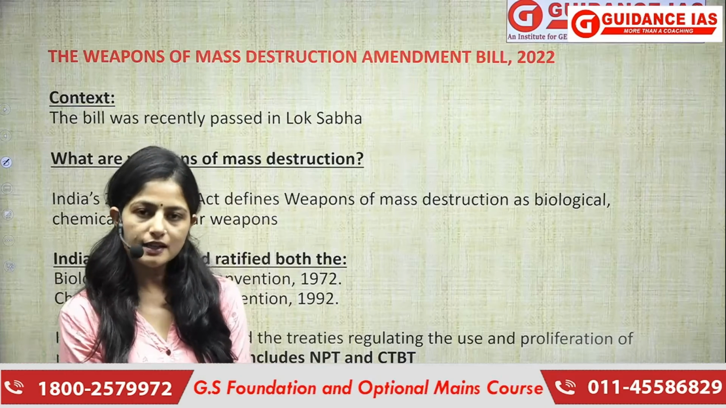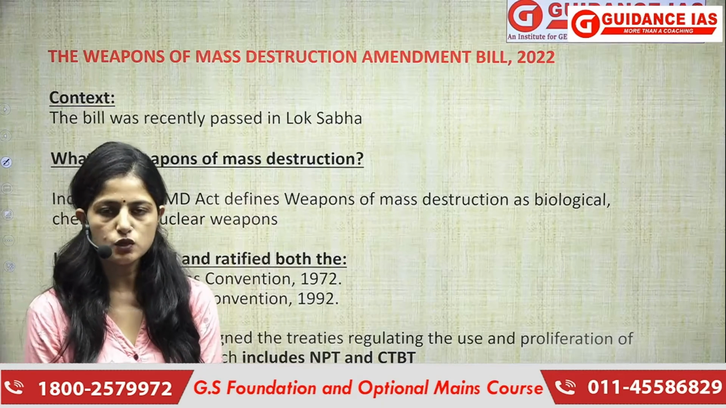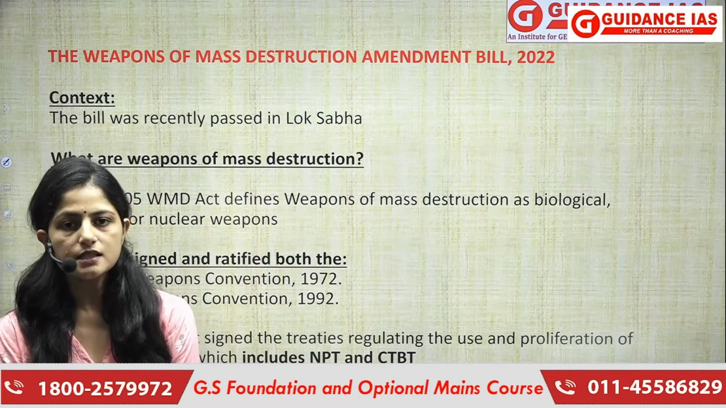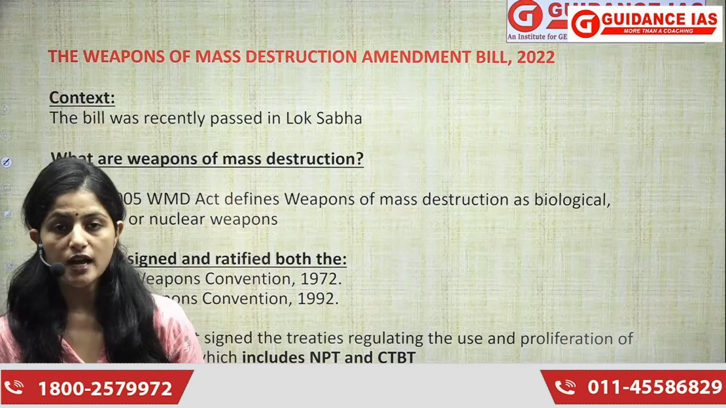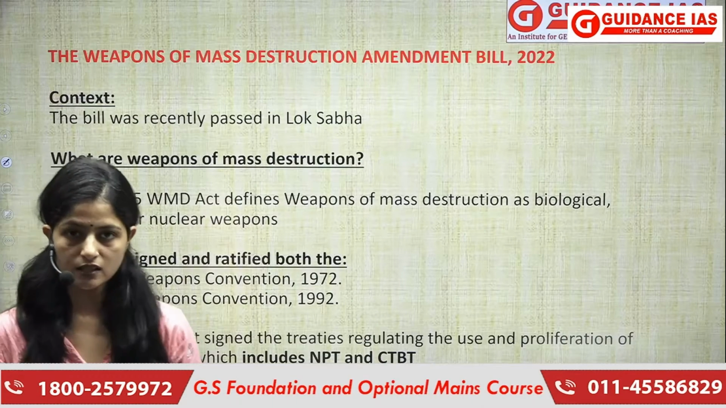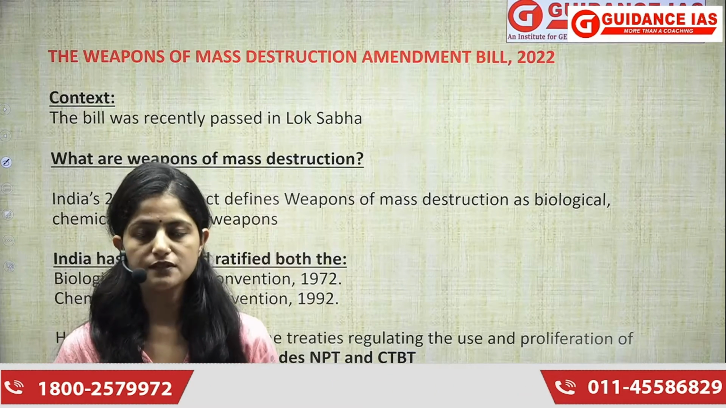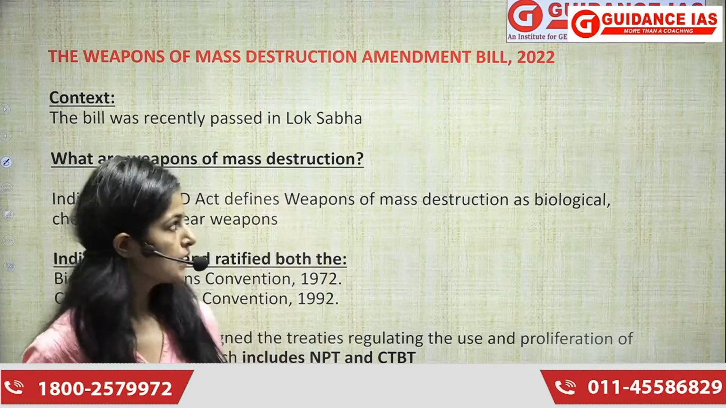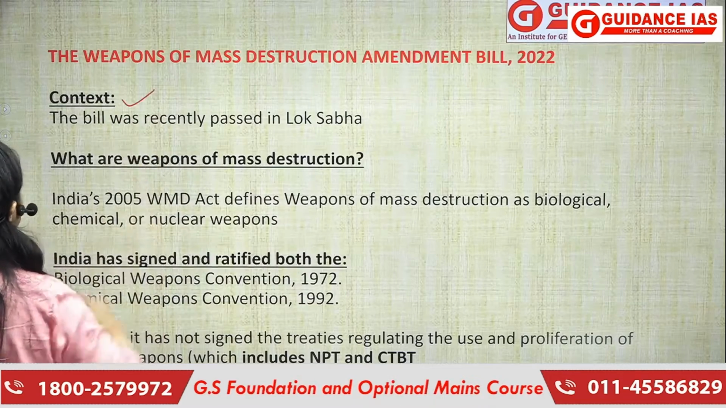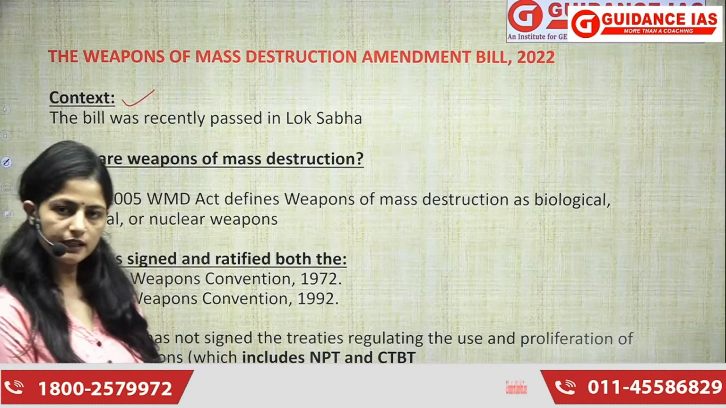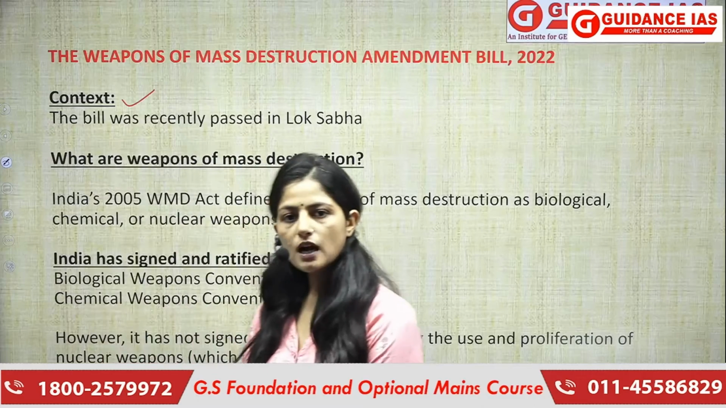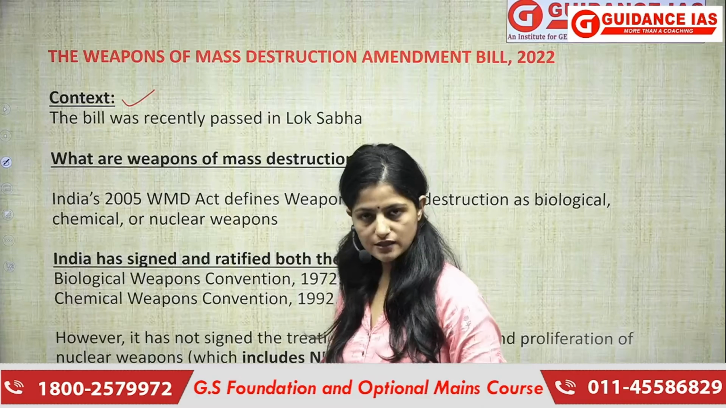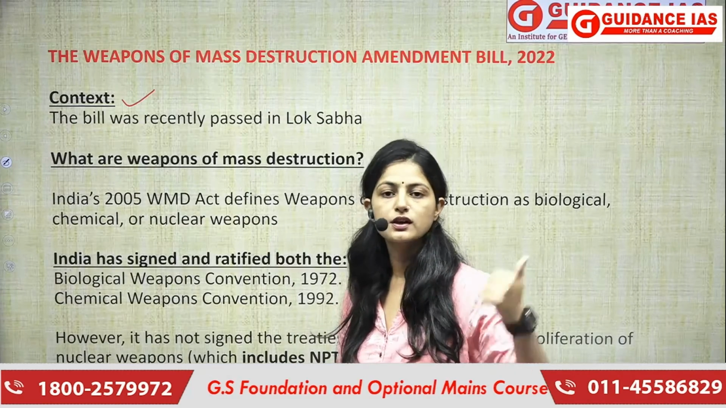Before going into the context of it and the other aspects of this topic, I would want all of you to understand the meaning of weapon of mass destruction. As the name suggests, any weapon which has the capacity to cause death and destruction at a massive scale is called a weapon of mass destruction. Easy to understand? Okay. Now let us see the context. Recently this bill has been passed in the Lok Sabha, and that is why it was in the news. We'll understand what the provisions of the bill are and what changes were introduced which were not there in the previous bill.